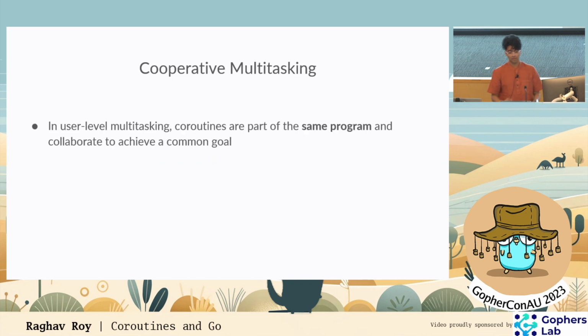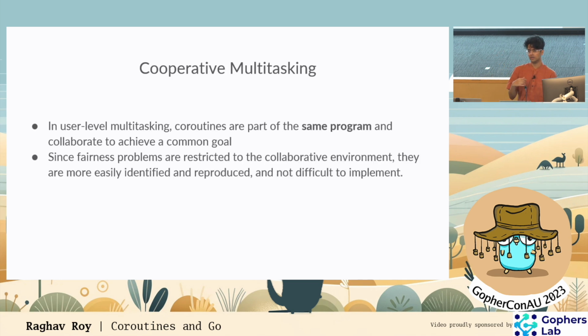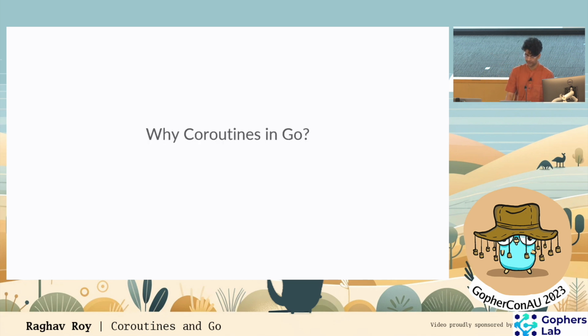stuff like that. But at the user level, coroutines are generally part of the same program, and they're collaborating to achieve a common goal. So it gets much easier to debug. Even if you're having fairness problems, it's restricted, it's much easier to identify them and reproduce them, and it's not very difficult to implement.